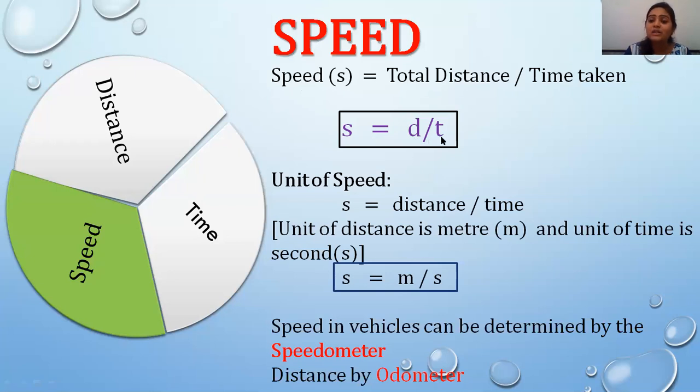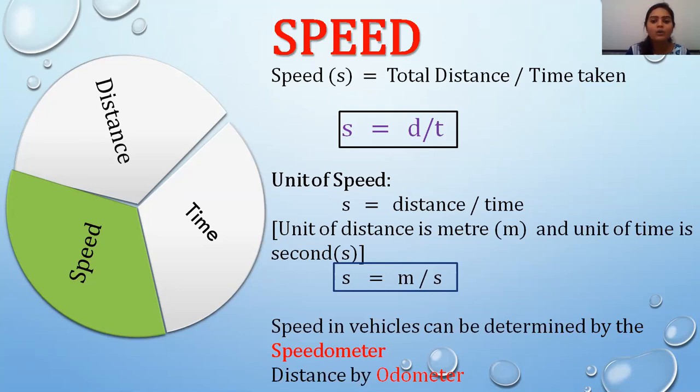Based on that, now let us try to find out what will be the unit of the speed. As we have already studied the different kinds of units, whether it was for time, for distance, or for weight, in the same way we have a unit for speed as well.